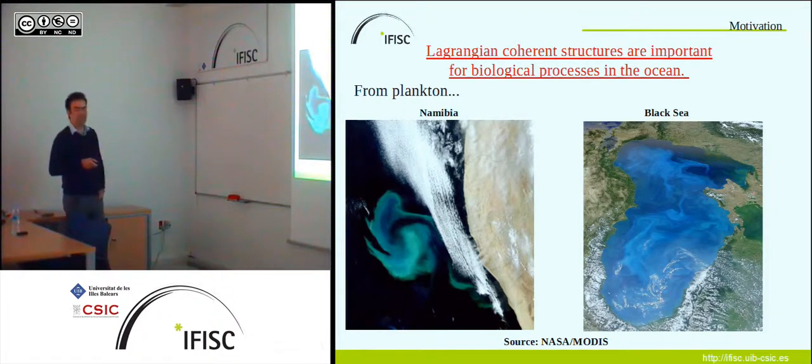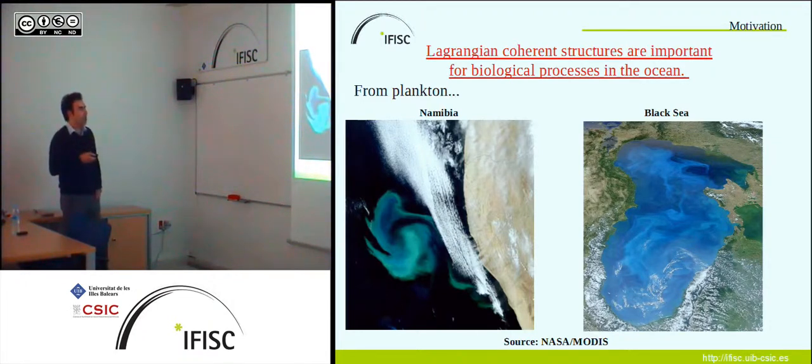And you can see that these plankton blooms take these very convoluted shapes, and then I will show you that these shapes are very similar to the shapes that we obtain when we identify these Lagrangian coherent structures.